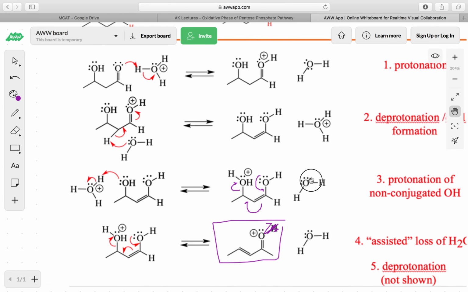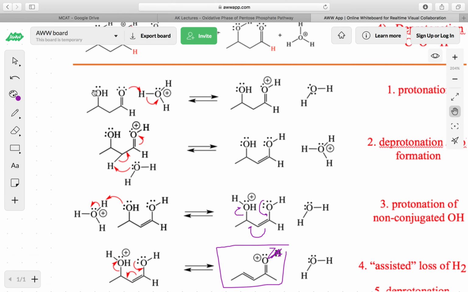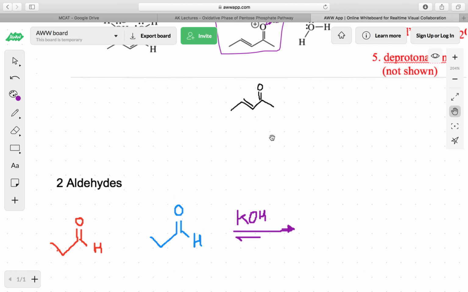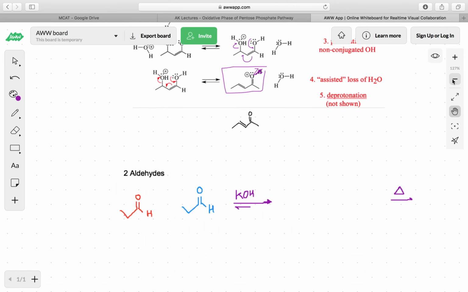Again, some textbooks, sometimes they show it just with protonating this OH and then kicking it off. This was the one I was shown, so just take it with a grain of salt. So let's look at some practice questions now.